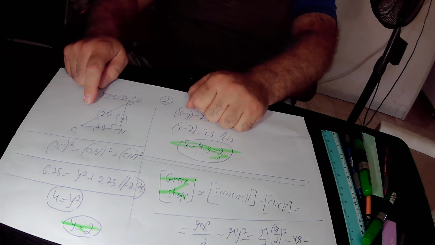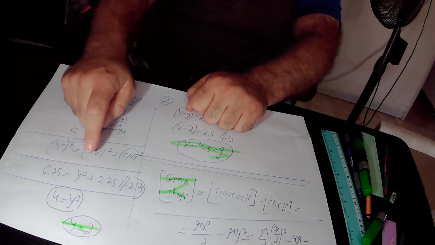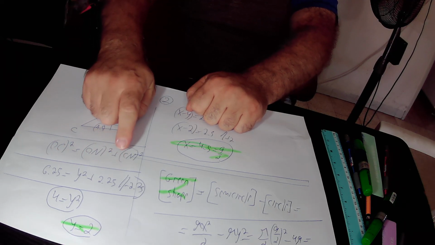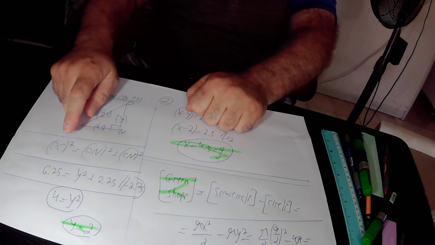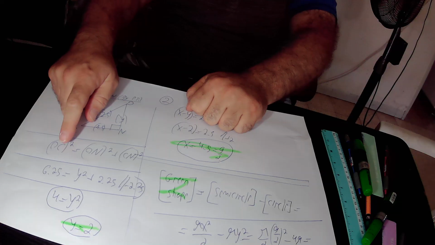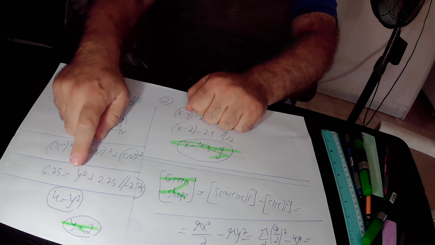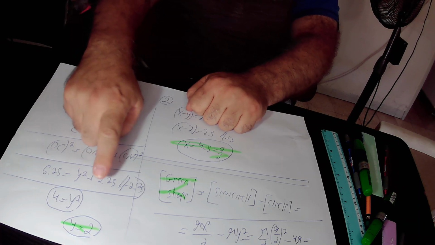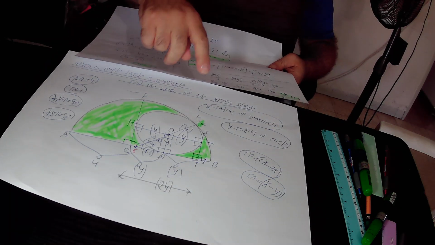So in total, we found out that 6.25 equals y squared plus 2.25. Here we subtracted 2.25 from this equation and finally found out that 6.25 minus 2.25 is 4, which equals y squared. Here we took the square root of this equation and finally found out that y equals the square root of 4, that is 2.